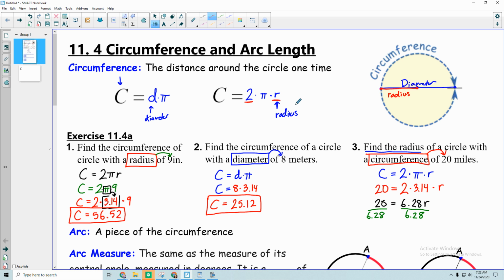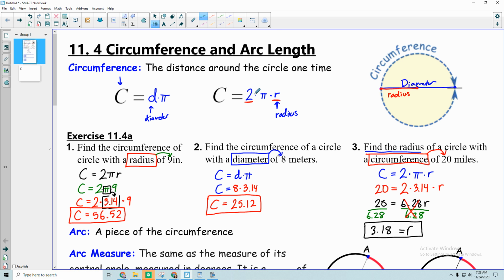So doing that is going to get the 6.28 to cancel completely. And then to find the value of R, here, R is just going to be whatever 20 divided by 6.28 is, which is 3.18 if I'm rounding to the nearest hundredth or 2 decimal places. So 3.18. So that would be the length of the radius for this circle. Okay, so there are all the problems that have to do with circumference.